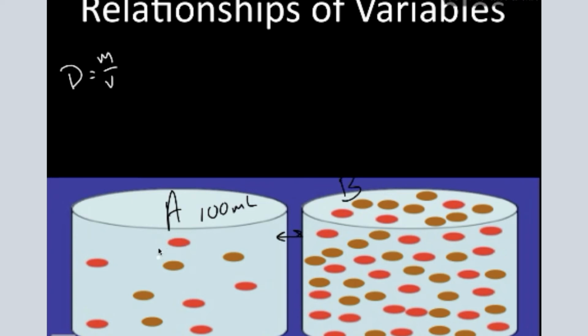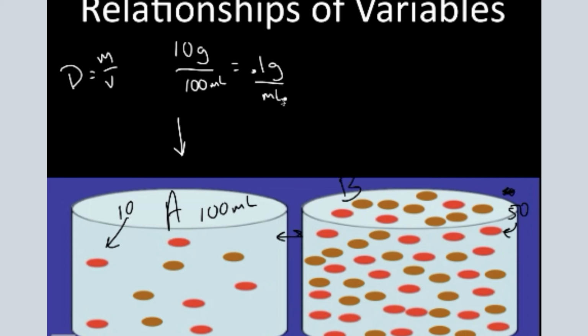We said the mass of each one of these little guys here is 1 gram. And in here, we had 10 of these guys. And over here, we have 50 of these guys. So now we can calculate the density. The density of container A is going to be 10 grams divided by 100 milliliters. And now let's take a look here. We know that that equals 0.1 grams per milliliter.